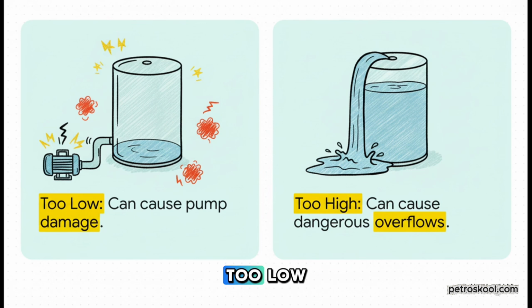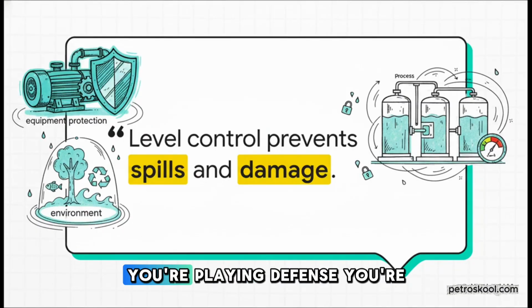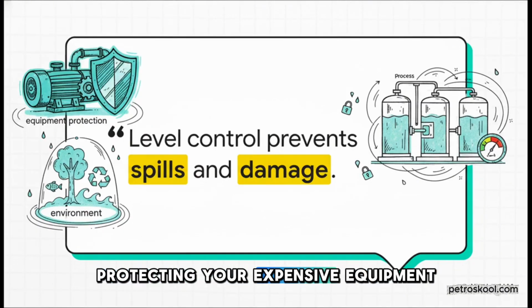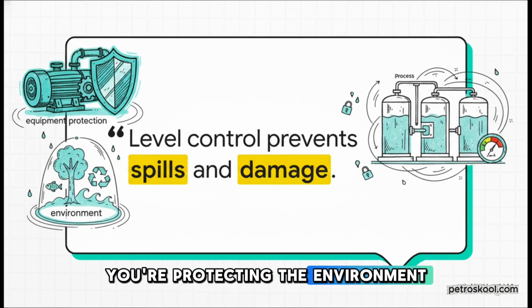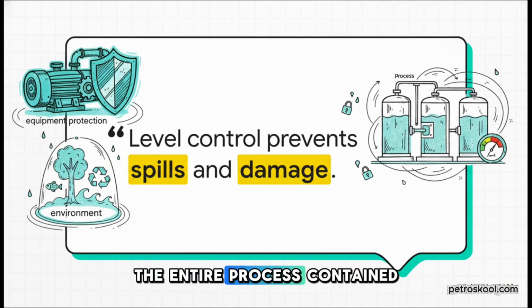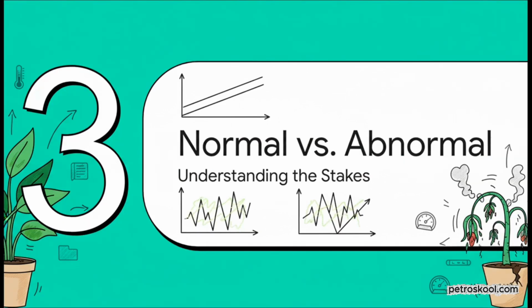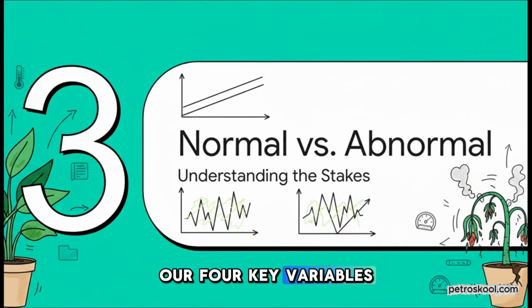If that level drops too low, you can starve a pump, basically make it run dry, and it will destroy itself in no time. But if the level gets too high, you're looking at an overflow, and a spill is a huge safety and environmental problem. So really, when you're managing level, you're playing defense. You're protecting your expensive equipment, you're protecting the environment, and you're keeping the entire process contained and stable, right where it belongs, right?